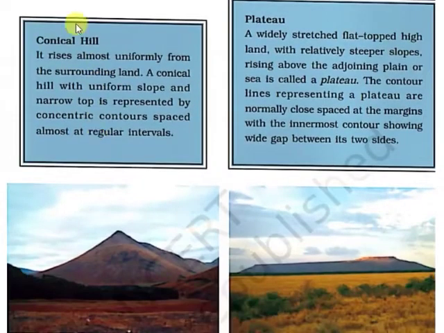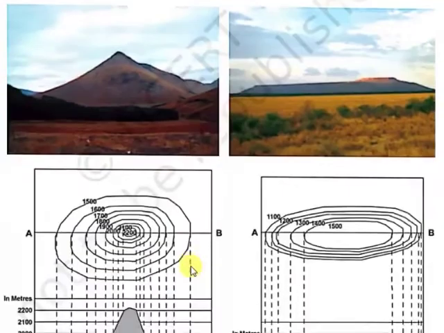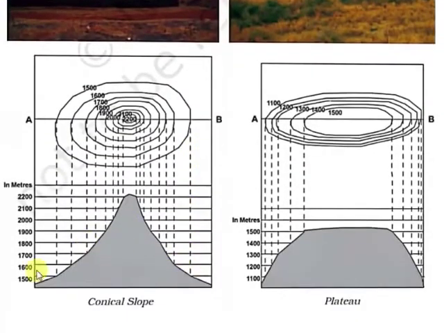Next is a conical hill and plateau. This I told you in the earlier class also. Here is the conical hill and how we show it with contours. The apex of this hill will be shown at the center, and the rest will be shown like this. Here is a plateau, which is shown with the broader contours.